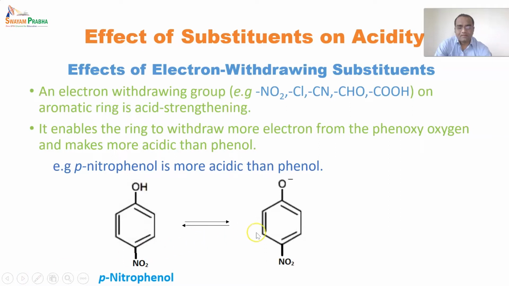phenol. This is the structure of the phenoxide ion with a nitro group at the para position, and it is due to the fact that this nitro group withdraws an electron, and the negative charge on the oxygen becomes less, or we can say the electrons are withdrawn from this phenoxy oxygen, and due to which the acidic character of the ring increases.